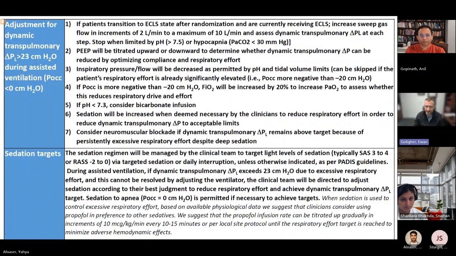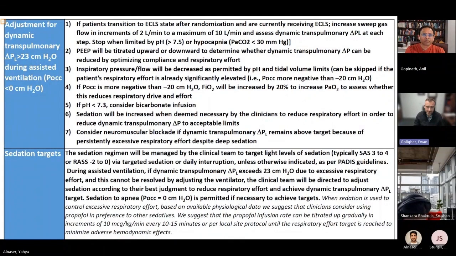So in terms of sedation management, it's a little more complicated because we're actually incorporating control of drive with sedation management here. But as a baseline, typically patients should be managed according to guideline-based practice, targeting a RASS of -2 to 0, or daily interruption, whatever your usual practice is.